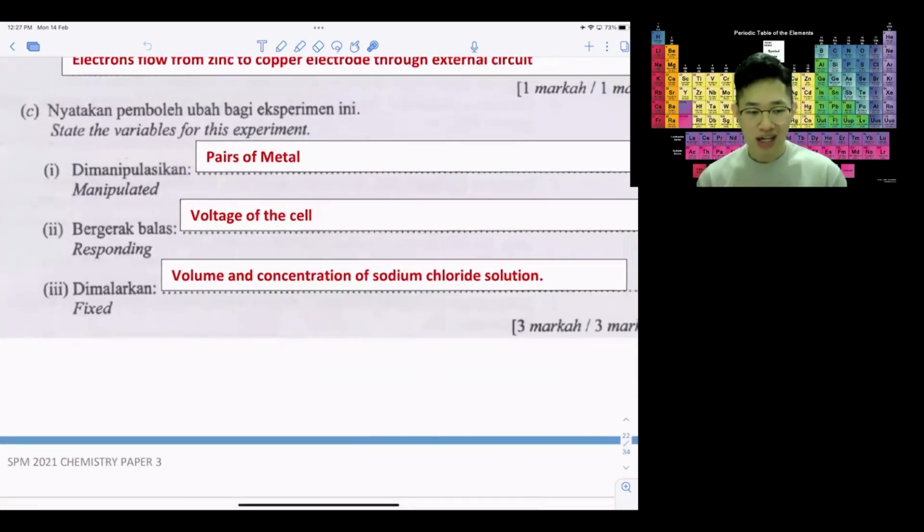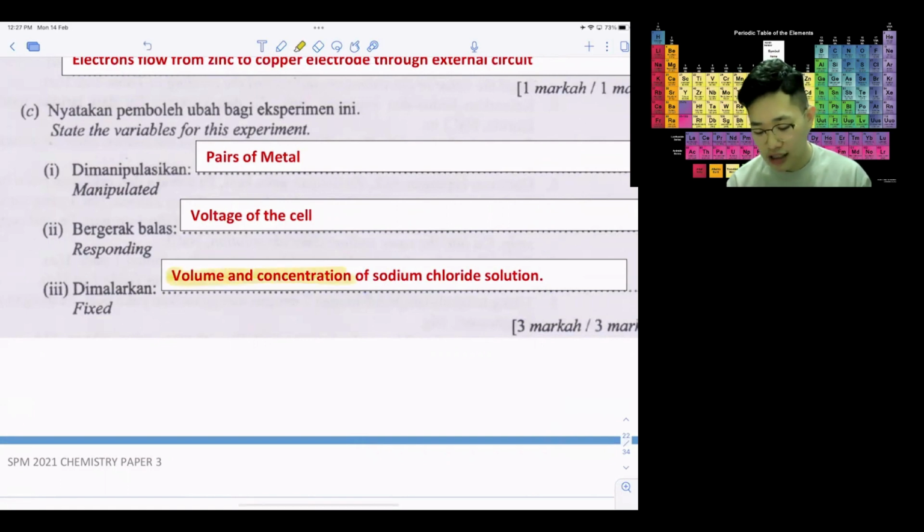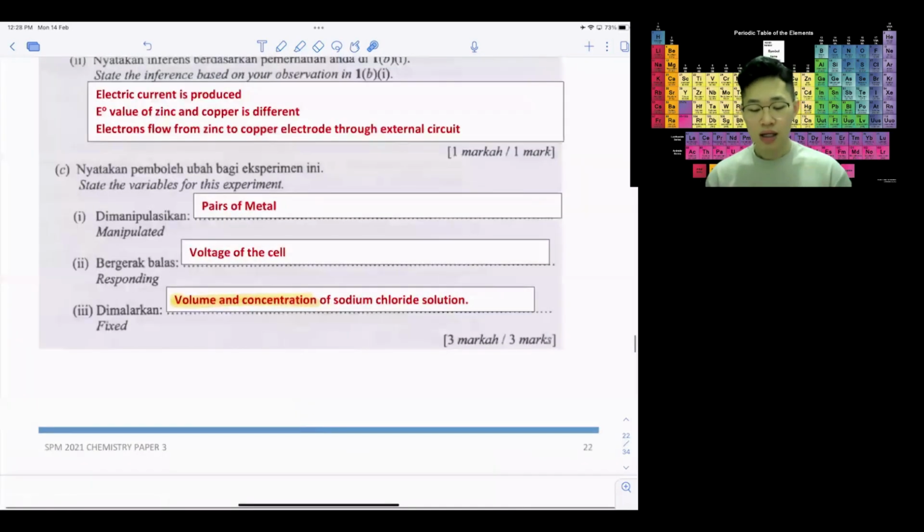Fixed variable. What is fixed in this experiment? They never change the solution. They're always using sodium chloride solution, same concentration and same volume. You always have to write these two together. If the volume and the concentration of the solution are the same, you always have to mention both. You can't just say the volume of sodium chloride solution. You have to write both, volume and concentration. If they both are the same, you have to mention both together.